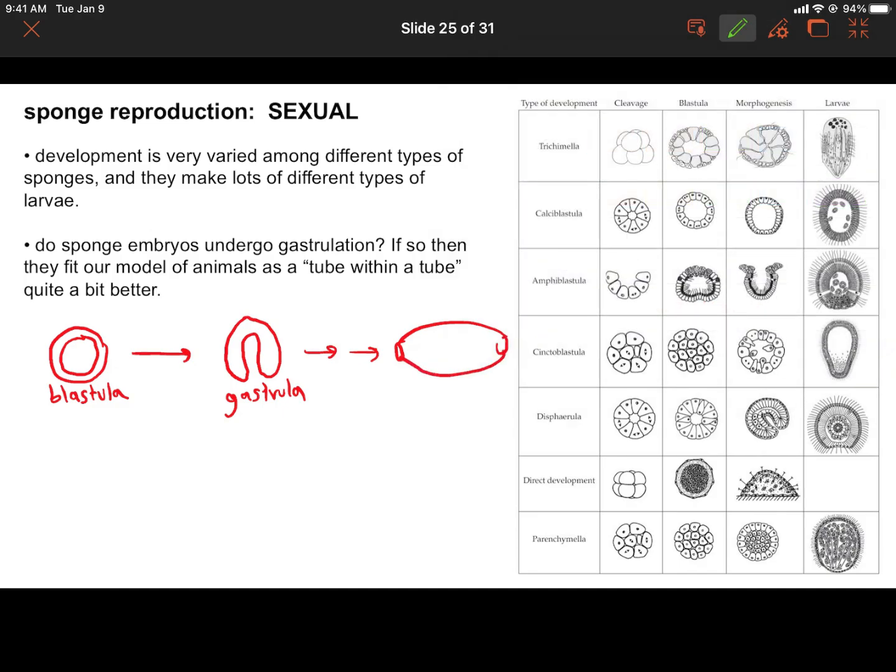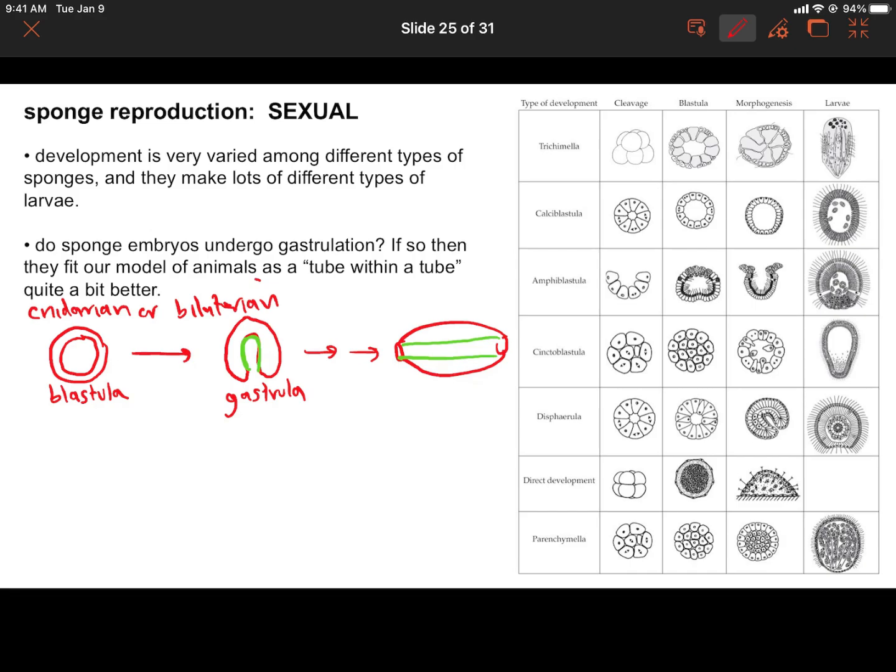Let me just point out that this inner layer we usually call endoderm, and I'll just show you here. The endoderm of a gastrula forms most of the digestive system of an adult. So this is really for a cnidarian or a bilaterian. So almost all animals do basically this. Okay, so do sponges do this?